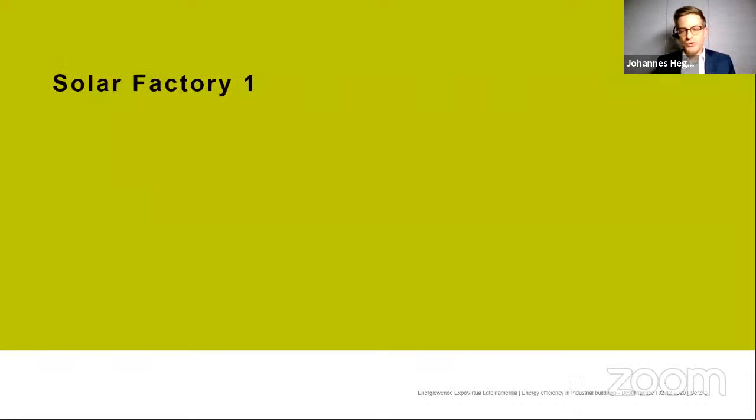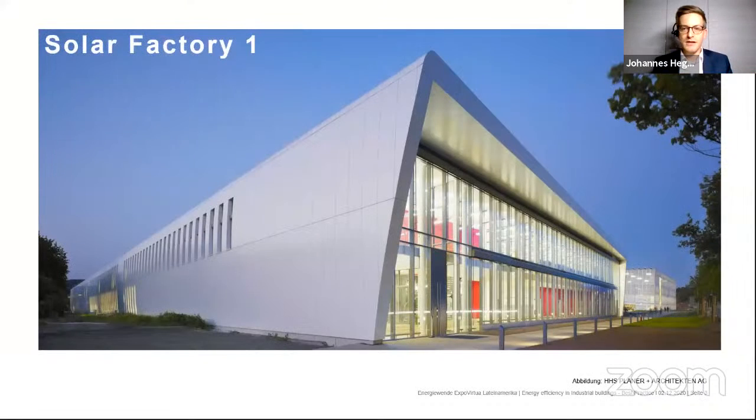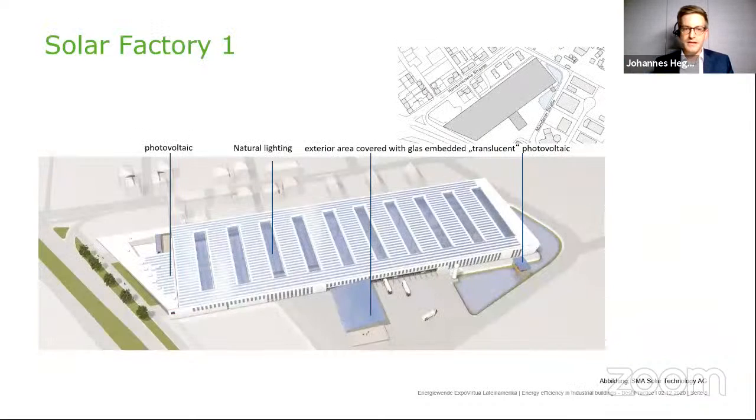I would like to show you 3 examples of buildings that we did in the last couple of years. The first one is a so-called solar factory from a company from Germany that produces parts for PV, solar. And it's a factory where the company wanted to try to have a CO2 neutral running factory.